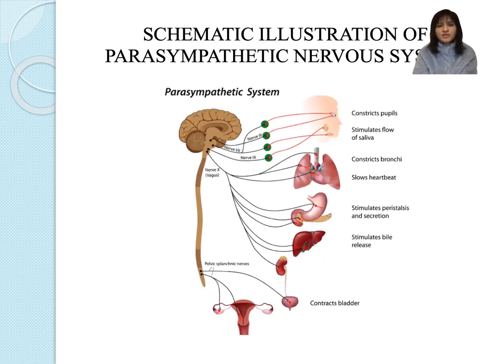Also, there is another picture we have here, a schematic illustration of the parasympathetic nervous system. It shows how it's all connected to the back of the system, and in front here we have constrict pupils, stimulates flow of saliva, constrict bronchi, slows heartbeat, and all the effects, with contract bladder and so on.